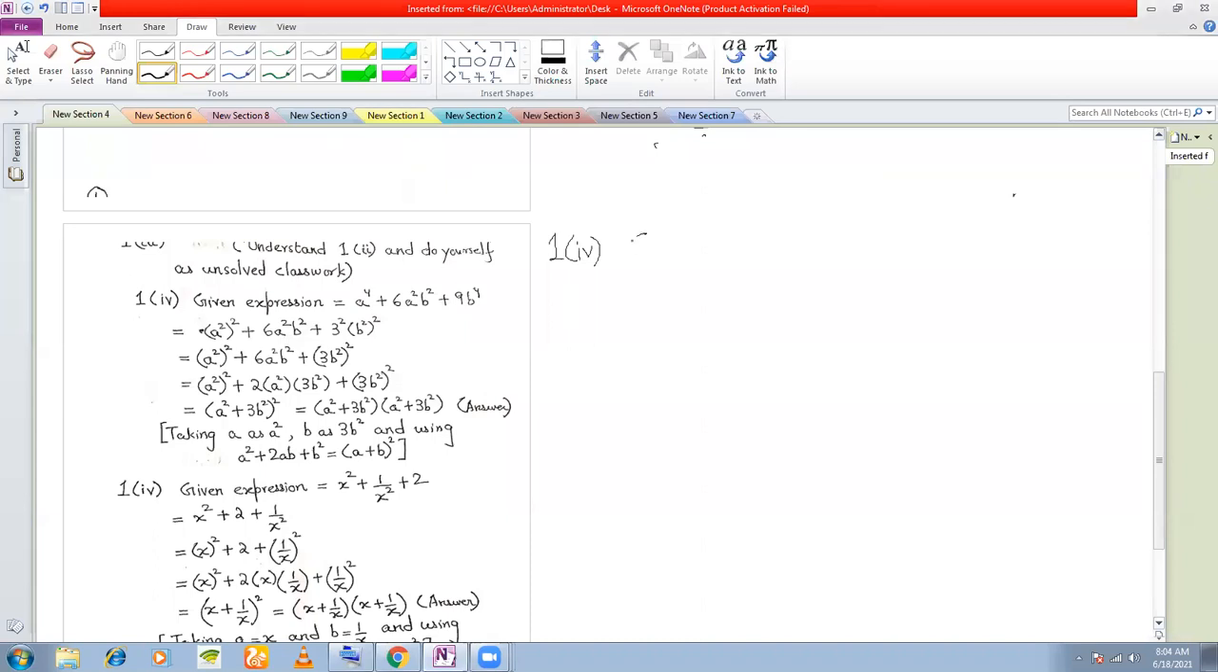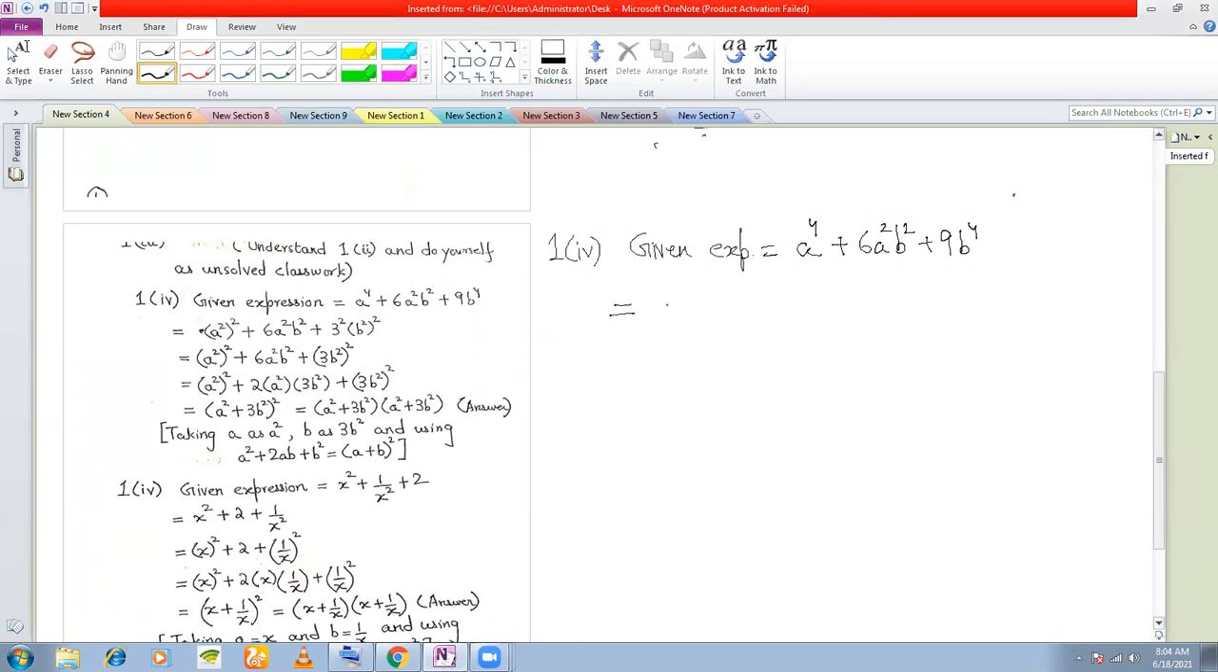Given here, the given expression is a to the power of 4 plus 6a square b square plus 9b to the power of 4. Okay.